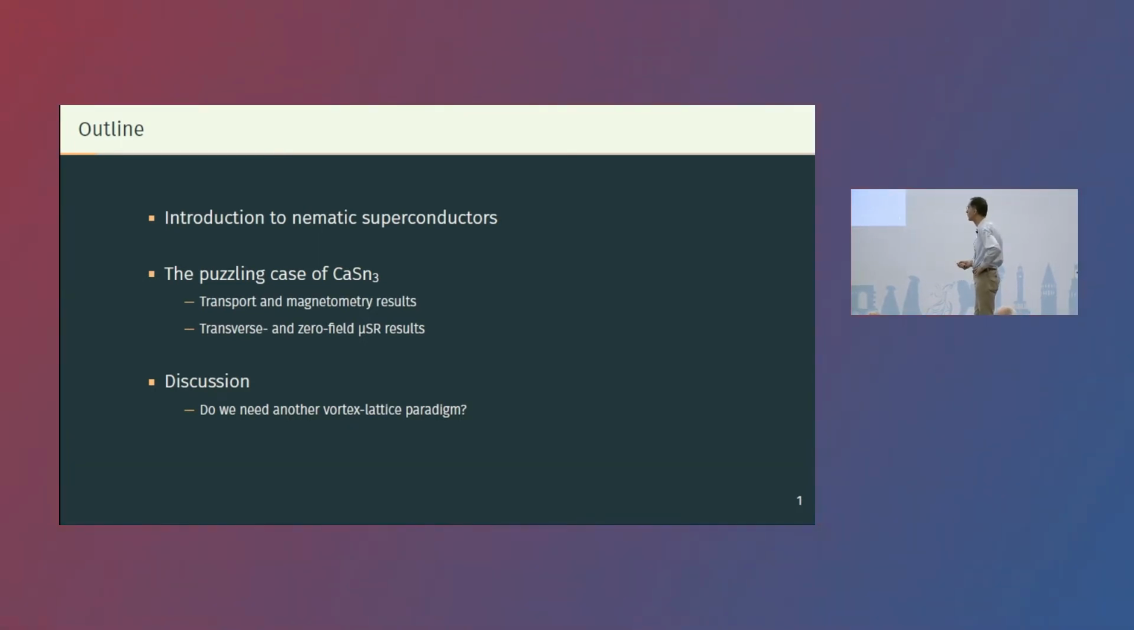And then I spend quite some time on the discussion because this is the most important part of the whole talk, basically. So we are going to address at least this question: do we need another vortex lattice paradigm? And if so, what should we replace it with? This is the main point, okay?